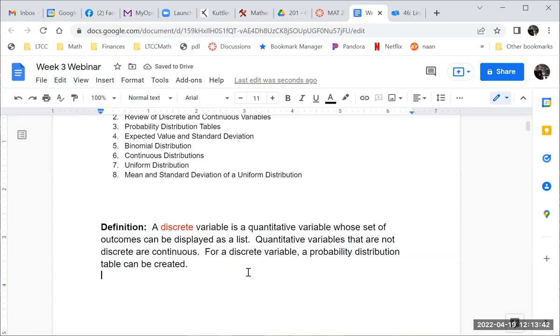A discrete variable is a quantitative variable. Who remembers what quantitative is? Very important for your project. Numbers. Yeah, so that means the answer to the survey question, or the data that you write down when you write down a list of things, will all be numbers. Okay, so it's a quantitative variable. That's the first thing. So it's not the yes, no question. It's not what's your favorite color. It's a number answer, like how many shoes do you have? Okay. Whose set of outcomes can be displayed as a list.